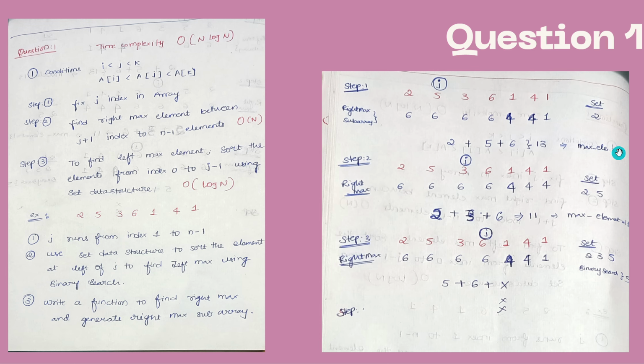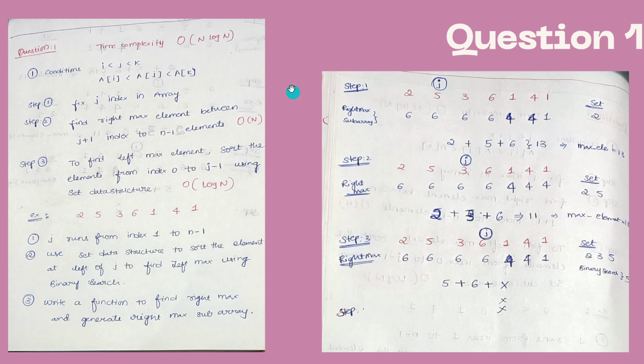But the maximum element is 13. Compare 11 and 13. Which is the maximum element? 13. So keep it as itself, and then j plus plus. In that way you have to find the element. Then you will get 16 as the answer.